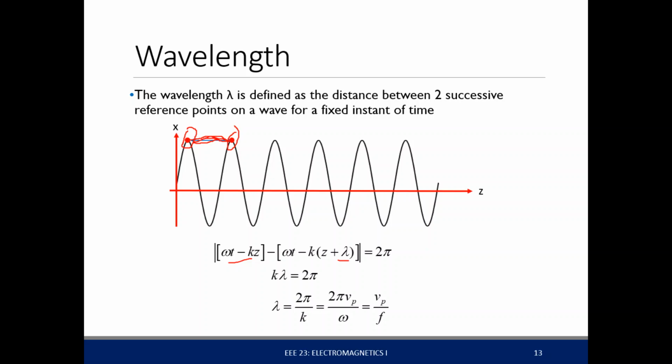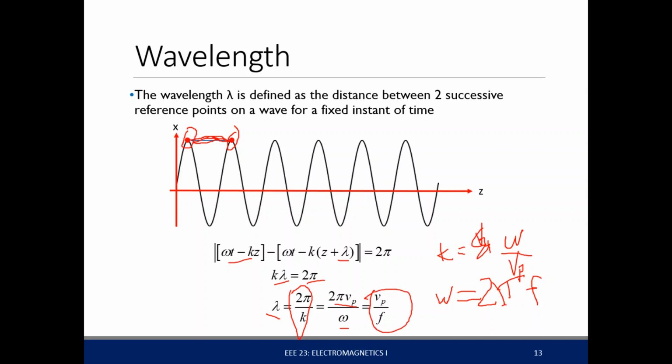space. Okay, so simplify that, you get k lambda is equal to 2 pi, and lambda becomes 2 pi over k. Since k is equal to omega over Vp, then this expression becomes 2 pi Vp over omega. And finally, since omega is equal to 2 pi f, as you know, this lambda is equal to the phase velocity divided by the frequency.